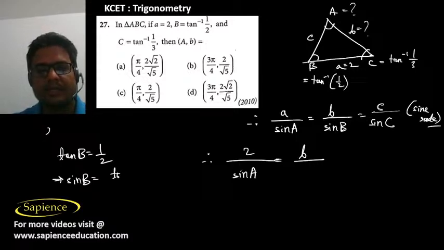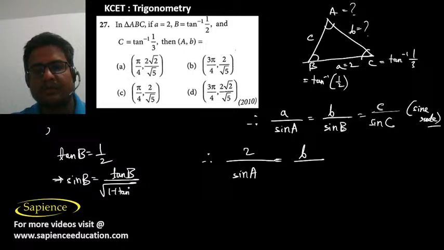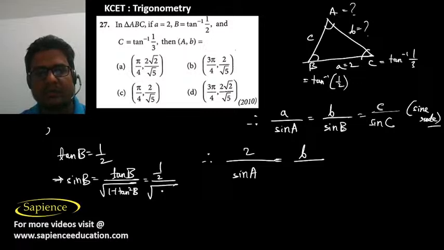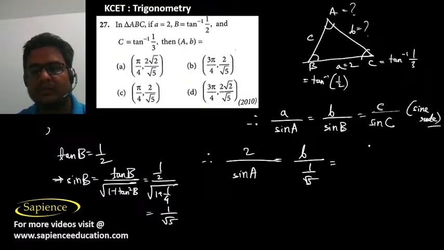Sine B will be tan B by square root of 1 plus tan square B. Since tan is sine by cos, and this is sec, meaning 1 by cos. So tan B is 1 by 2, and this is square root of 1 plus 1 by 4. So this will be 5 by 4, so root 5 by 2, which is 1 by root 5. So sine B is 1 by root 5.